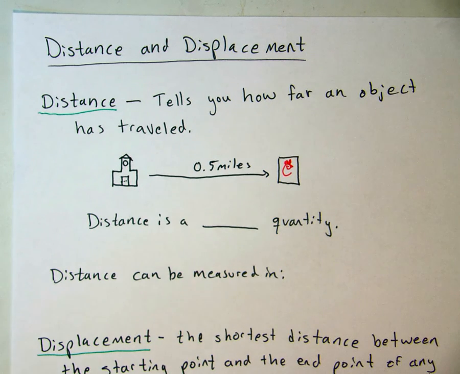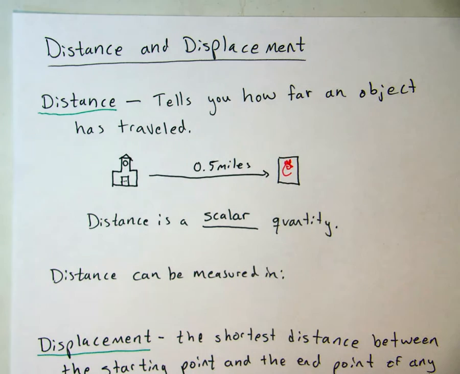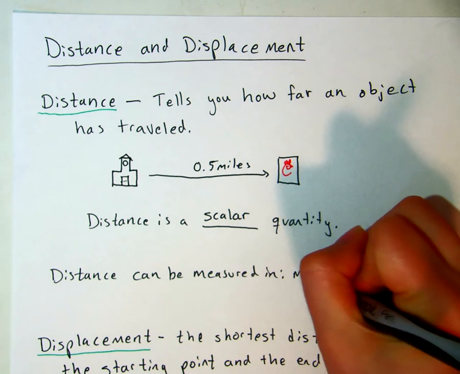That tells us that distance is one of those scalar quantities. So remember, a scalar quantity tells us a magnitude. So in this case, our magnitude would be 0.5 miles. Okay? However, it does not include a direction. So from here to Chick-fil-A, it is 0.5 miles. Now notice I included the unit miles. Distance can be measured in miles.